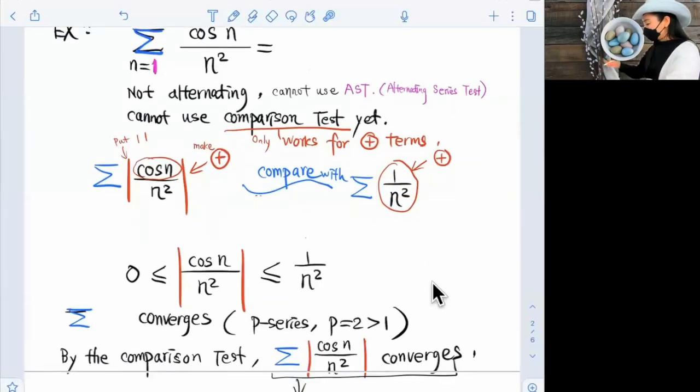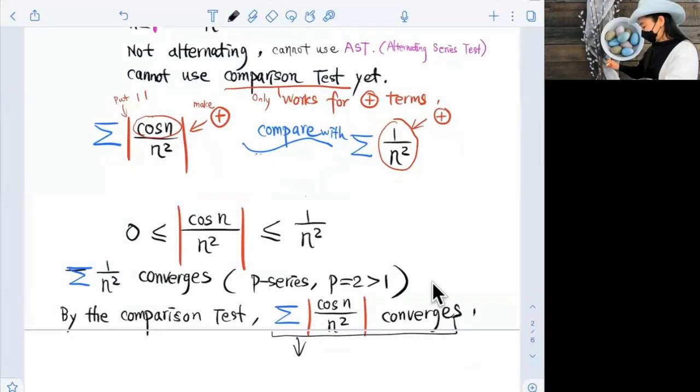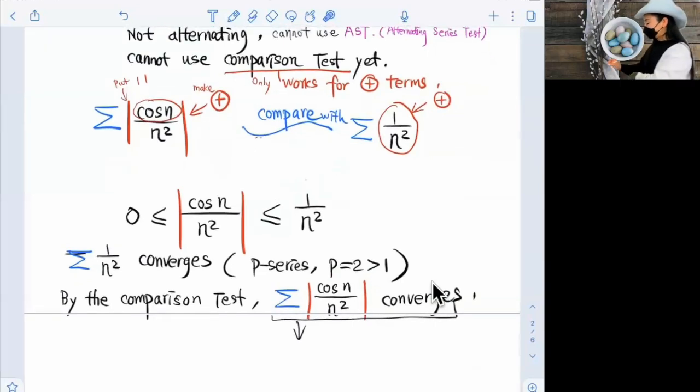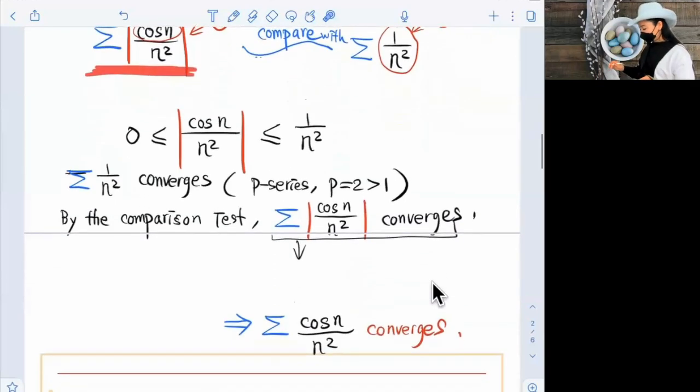So now this is bigger. What happened to this series that has bigger positive terms? Converge or diverge? Converges. And why? Because it is the p-series with p equal to 2, which is greater than 1, right? So it converges, okay? So if the series with bigger positive terms here converges by the comparison test, what can I say about the series with smaller positive terms? Also converges, right? Okay, good.